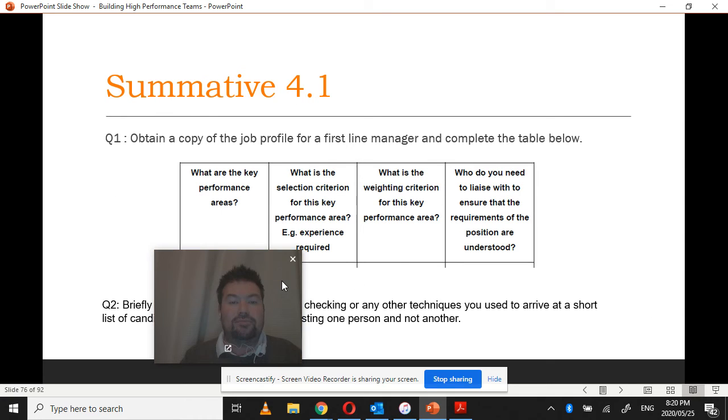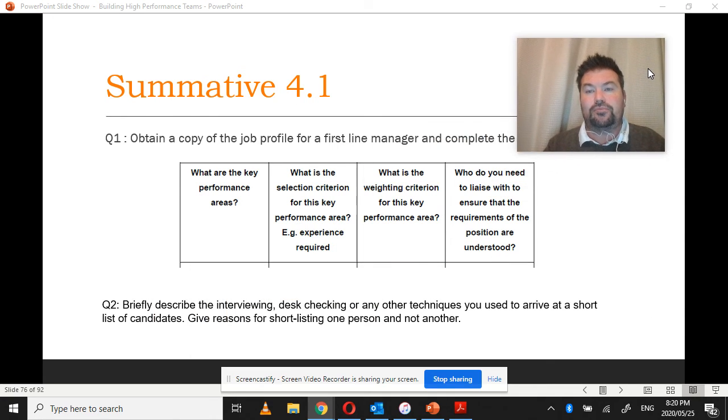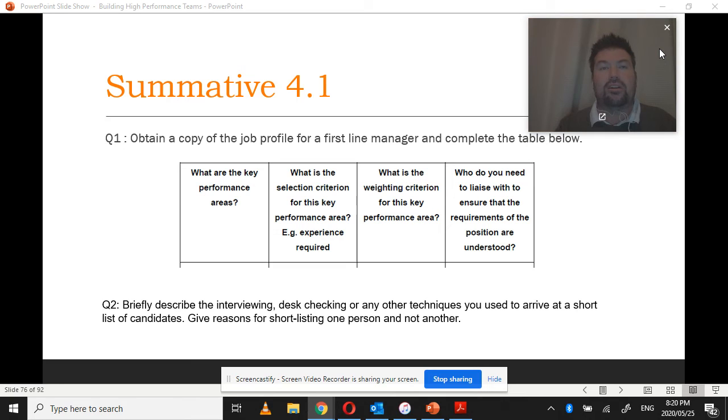The next one is our summative. This is where you're going to go and ask someone to give me a profile for your first line managers. So go to your manager, go to your host manager, go to your HR manager and say, look, if I was to look at a profile for a first line manager, what would it look like?